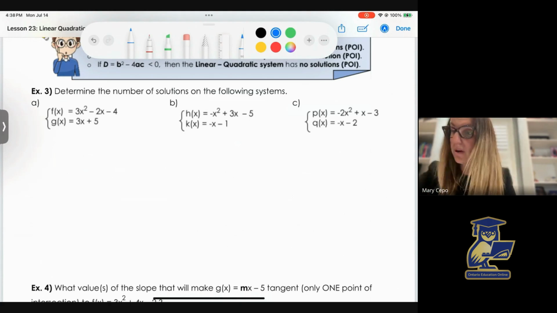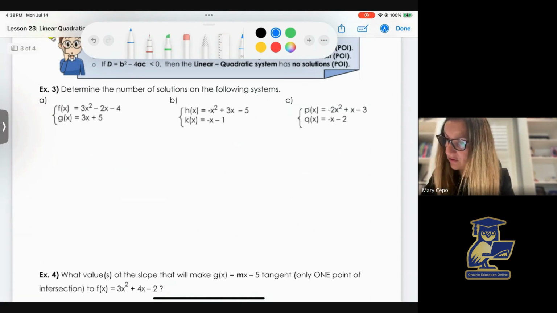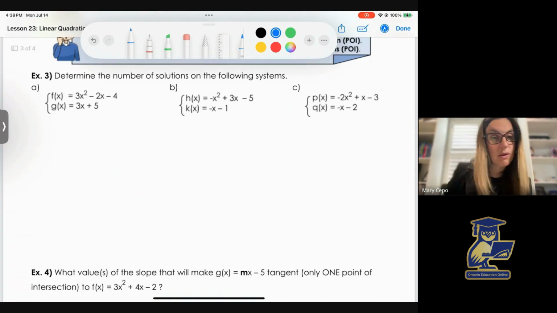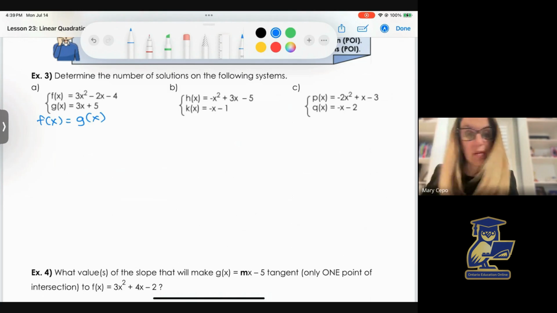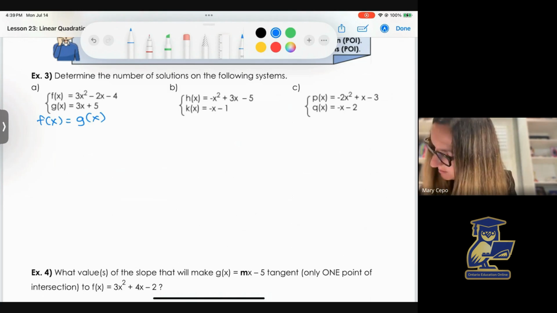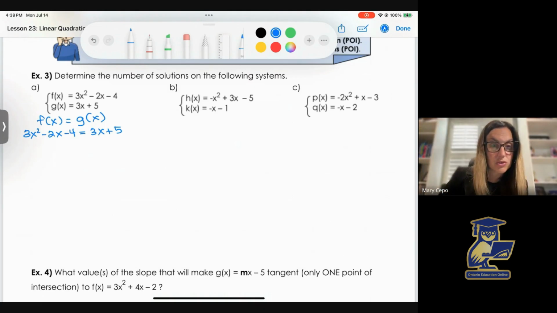So with that in mind, let's start with the first example, 3a, where f of x is equal to 3x squared minus 2x minus 4, and g of x is 3x plus 5. So we always let f of x equal g of x. In this case, it would be 3x squared minus 2x minus 4 is equal to 3x plus 5. You let the two functions equal each other, and then you create a quadratic equation.